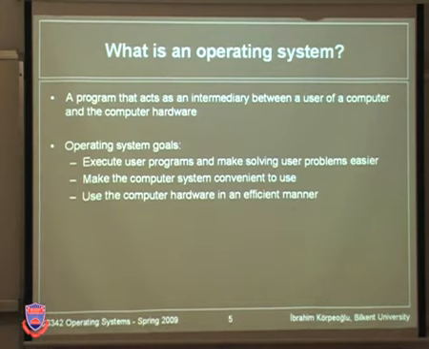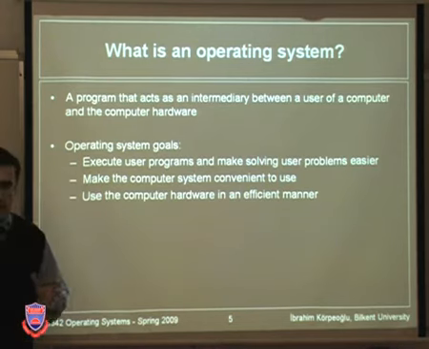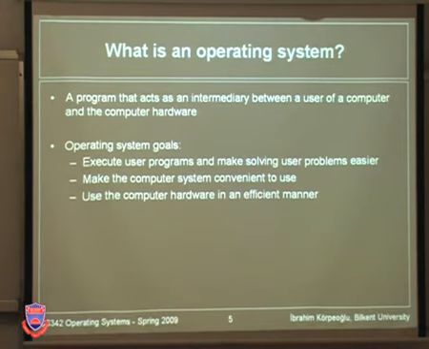So what is an operating system then? It's a program, a piece of software that acts as an intermediary, a middleware, between a user of a computer, between users like us, and the computer hardware. So it acts as an intermediary between the applications and the users, and the computer hardware.